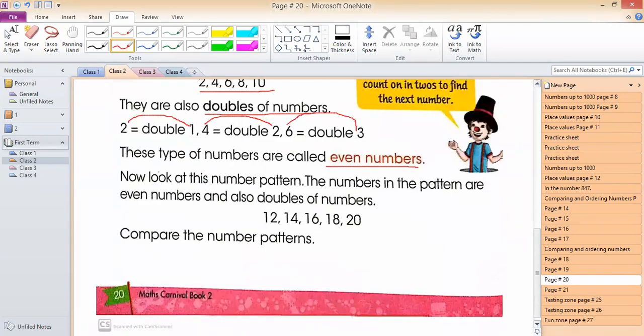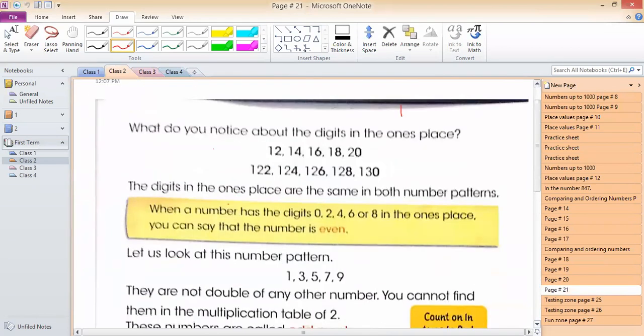Look at this number pattern. The numbers in the pattern are even numbers and also the double of the numbers: 12, 14, 16, 18, 20. Compare the number patterns on page number 21. What do you notice about the digits in the ones place? 12, 14, 16, 18, 20, 122, 124, 126, 128 and 130. So the digits in the ones place are the same in both number patterns.